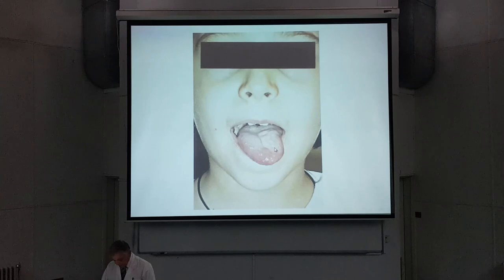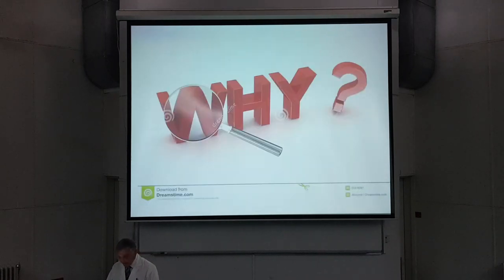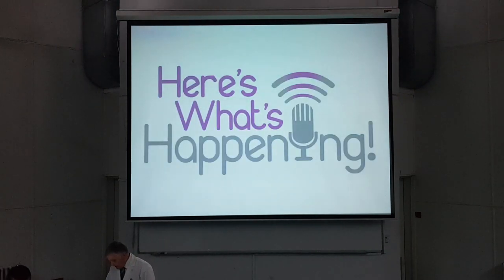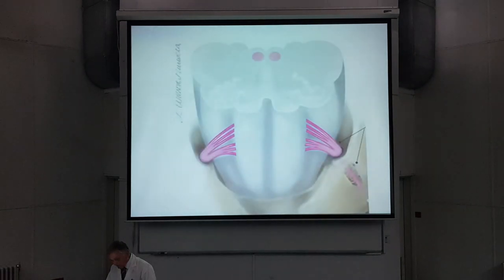Here is a young person who, when asked to protrude the tongue, deviated to the left. That means the left genioglossus is not working. That means the left hypoglossal nerve is not working. Why? And what's happening and where is the story? The story is here.